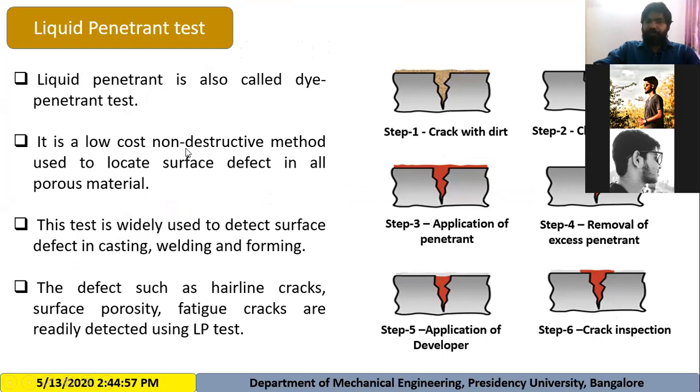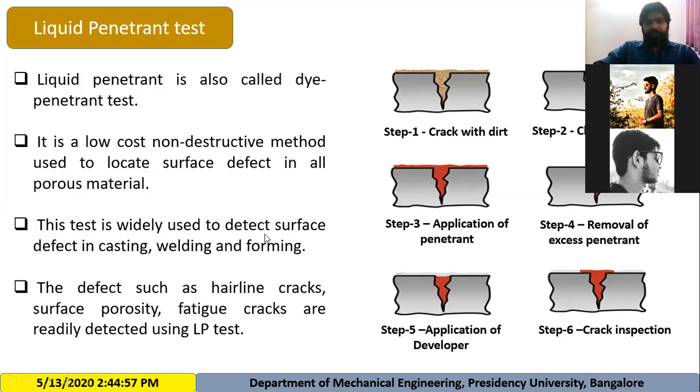It is a low-cost, non-destructive method used to locate surface defects in all porous material. Porous material means those types of material which can allow the liquid to flow inside. So it is very low cost. Why? Because we are using only liquid penetrants, which are very economical to use.